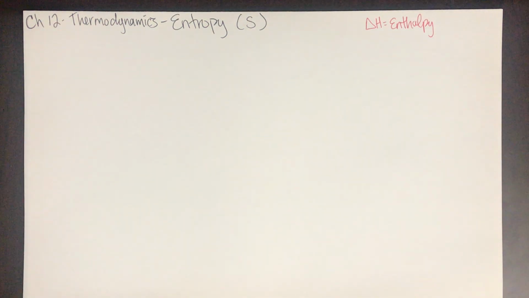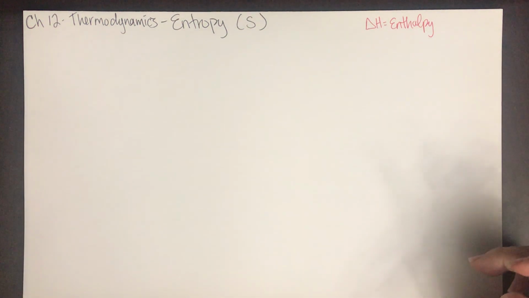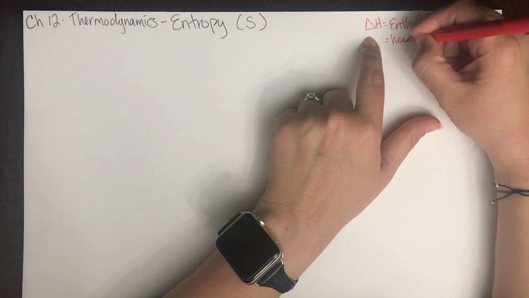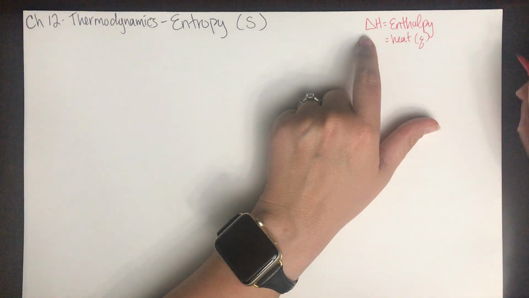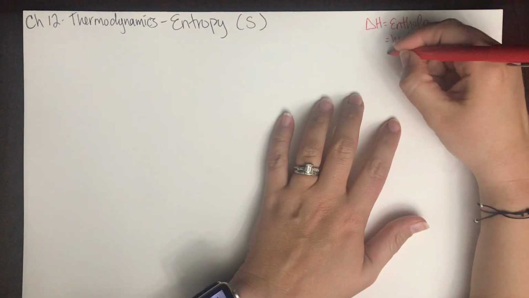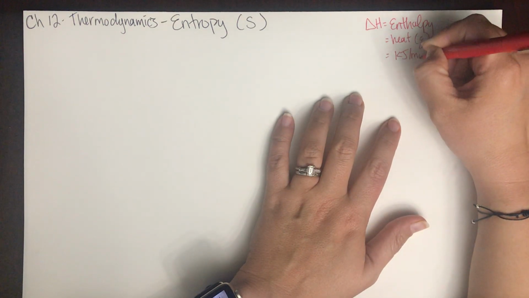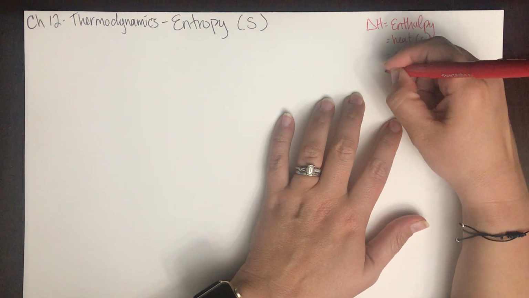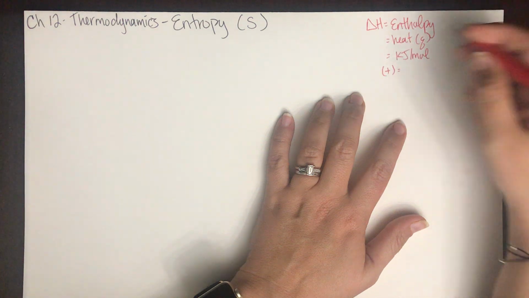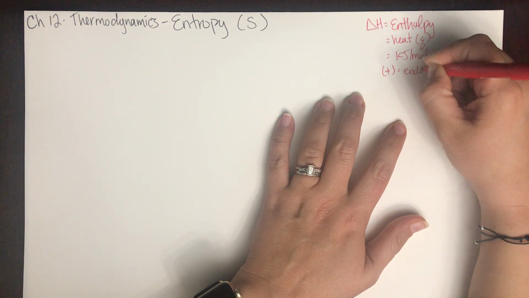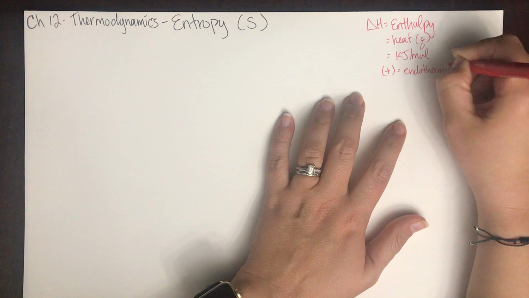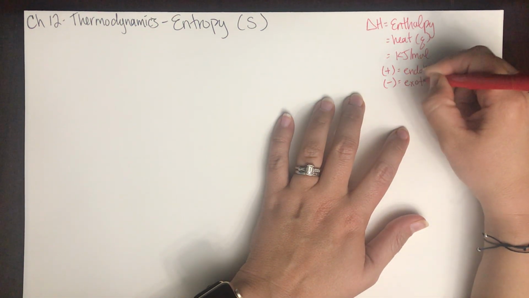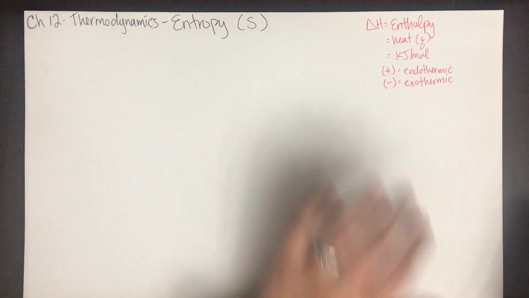So before we get too much into entropy, let's just remember what we already know about enthalpy. So remember, enthalpy, this is the heat, or Q, of a chemical reaction, and it's usually in units of kilojoules per mole. Remember that if enthalpy is a positive value, then this is an endothermic reaction, and if delta H is a negative value, then this is an exothermic reaction.